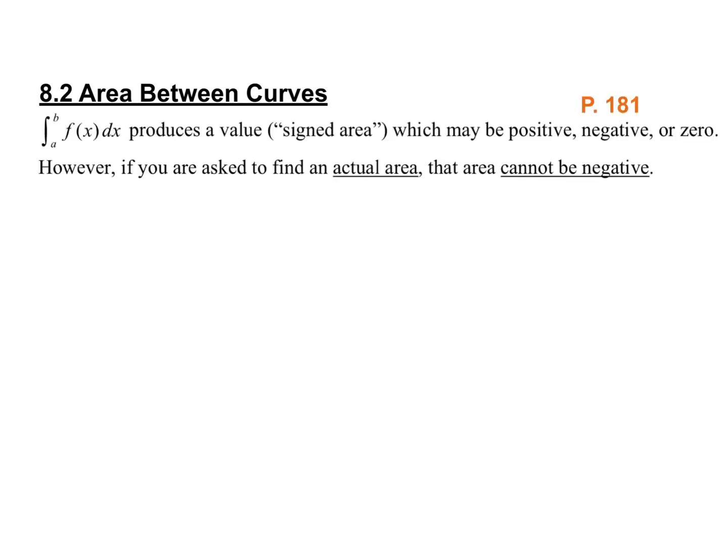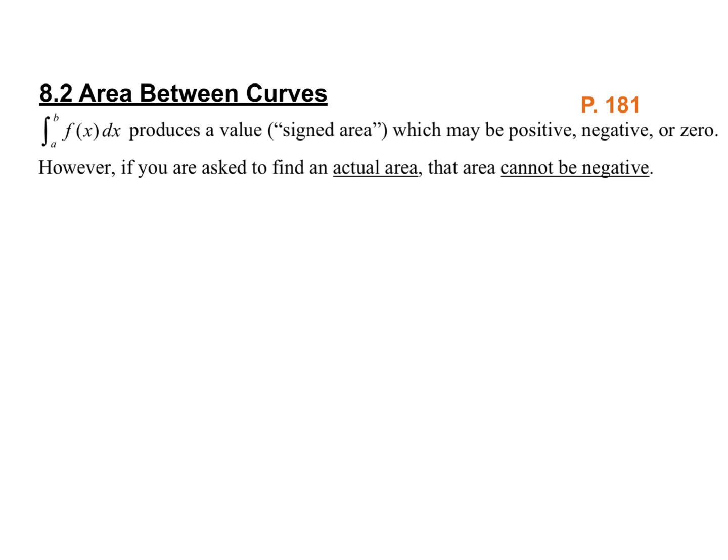All right, we're on 181, where we kind of want to be. If we take the integral from a to b, we're basically going to find the area under the curve. Okay. It is possible to have negative area if it's below the x-axis. However, when we're talking about actual area, you can't have negative area.